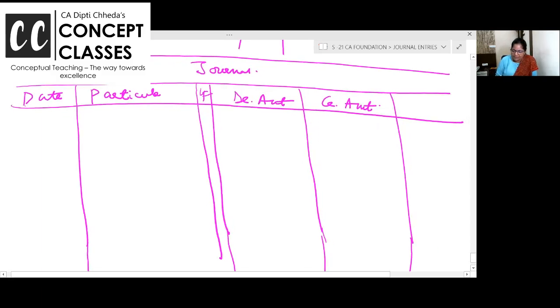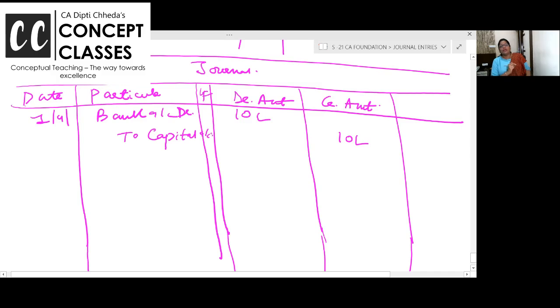Ramesh started business. So he is bringing in money on 1st of April. Bank account debit to capital account, 10 lakhs. Sorry, not Ramesh, to capital account. He's the proprietor of the firm, no? He started a business, so to capital account is more perfect. Bank is debited, it's a personal account, debit the receiver, and capital is also personal, credit the giver. Ramesh is the giver, 10 lakh. 1st April. Next, 3rd April.